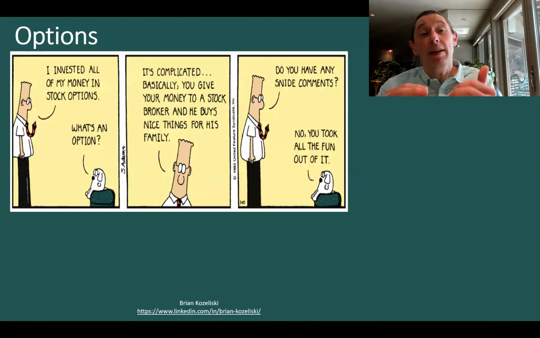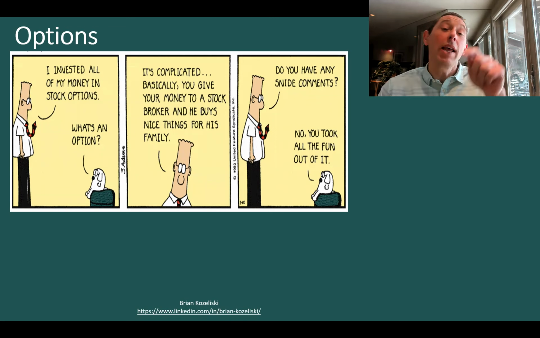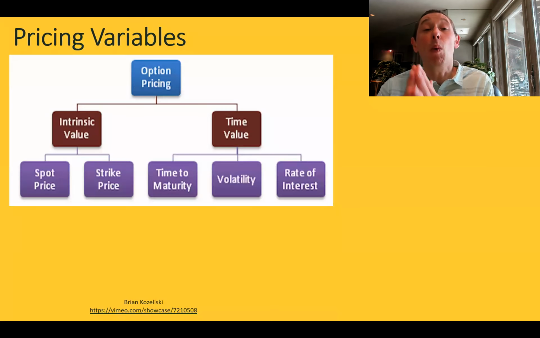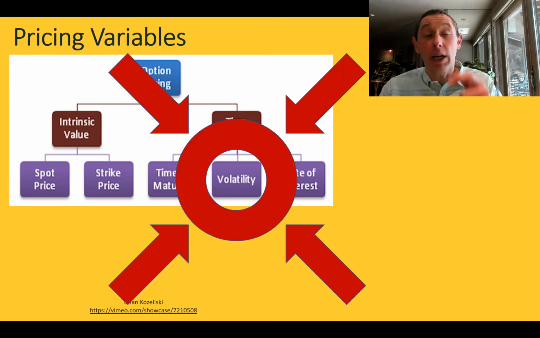Now, VIX has everything to do with options. If you want to see some videos on options, I have several of those, and you can follow these links to see those videos. Now, why does it have to do with options? Well, it has to do with the pricing variables: the spot price, the price of the asset, strike price, time to maturity, volatility, interest rates. And in this case for VIX, it has everything to do with volatility.